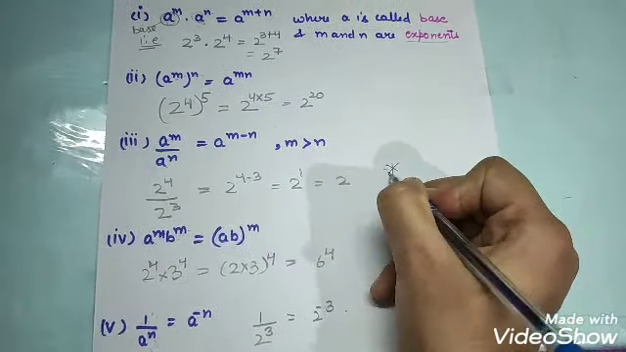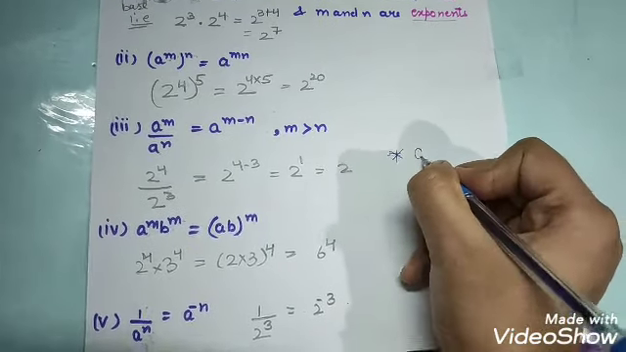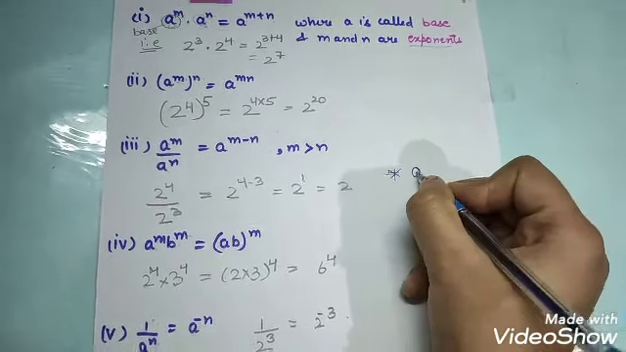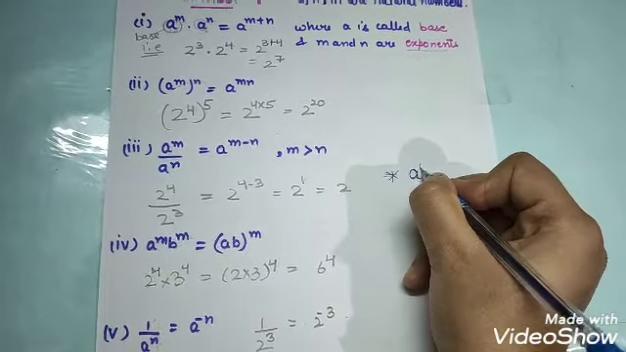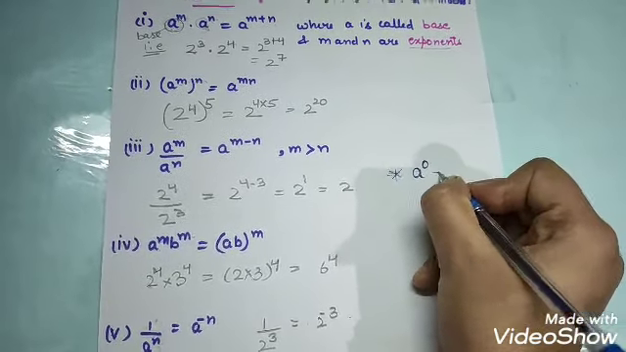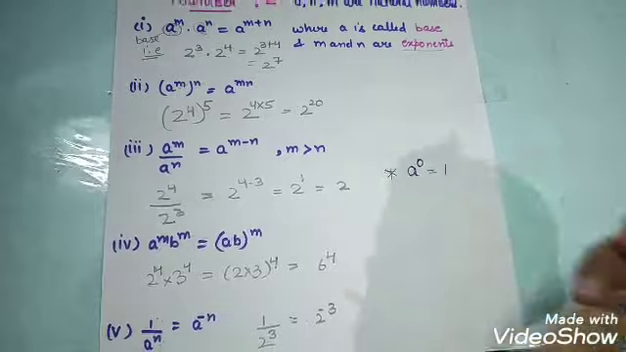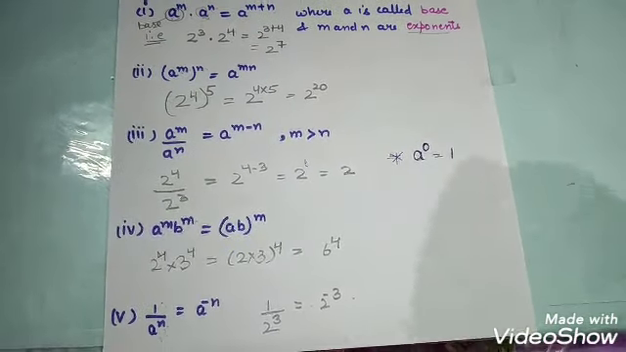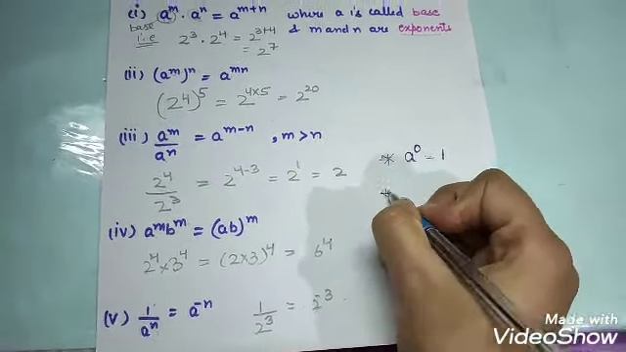One more. You should know that if any natural number has power 0, the answer will always be 1. Got it? And one more.